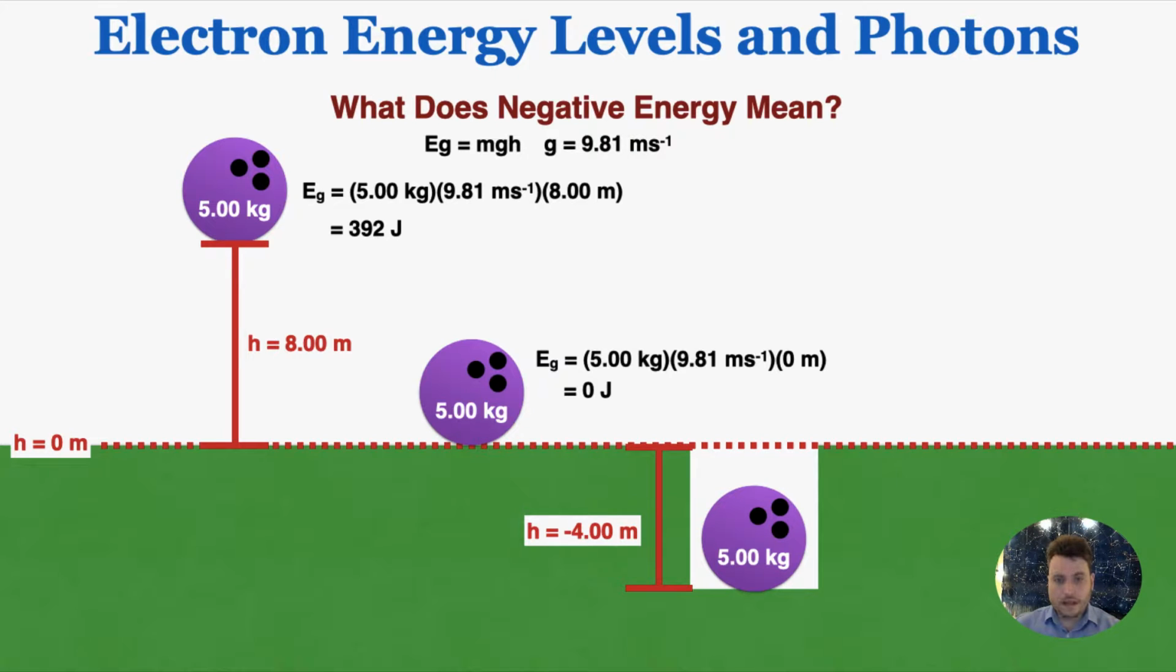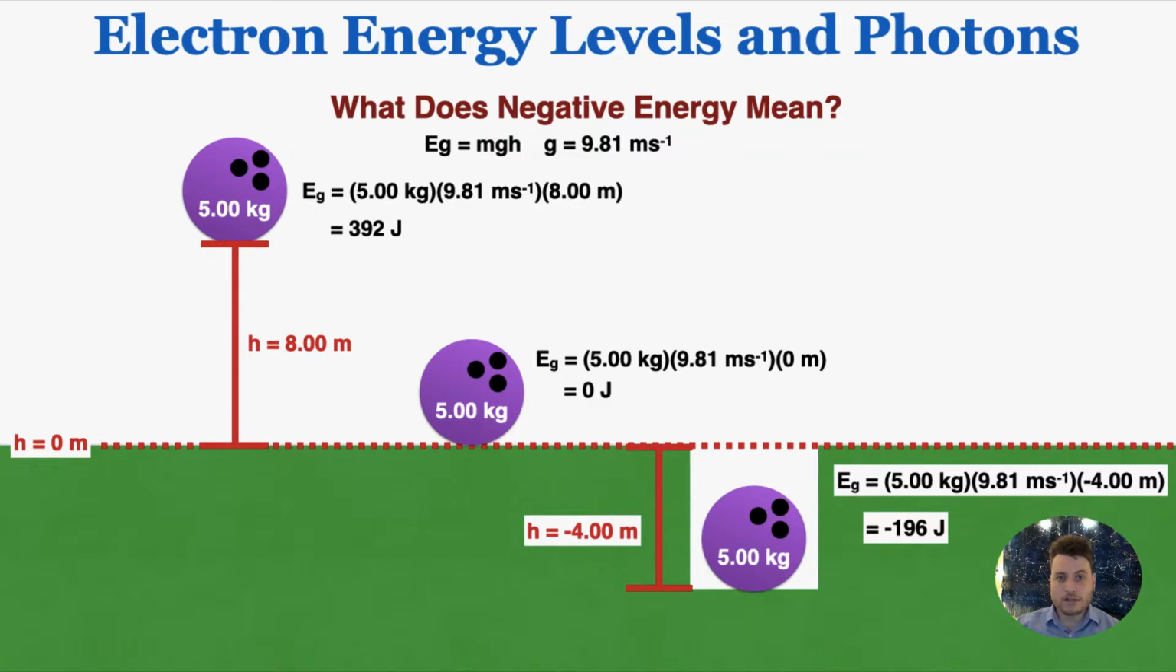And if we plug a negative height into our energy equation, I can see that I get a negative energy as a result. This is negative 196 joules. Does it mean anything that that energy is negative? Does that tell us anything meaningful about the object? I'm going to say here that negative energy does mean something, and it means something unique from positive energy.